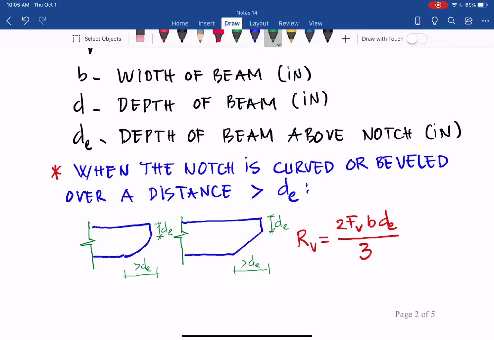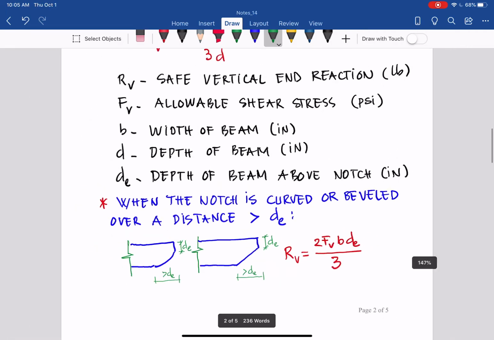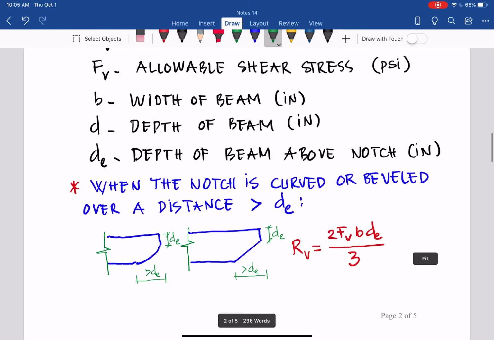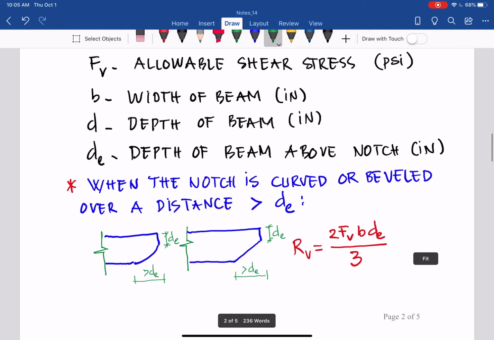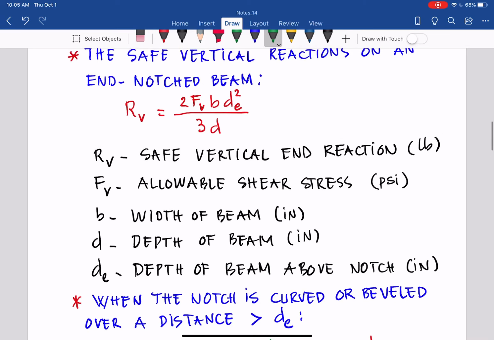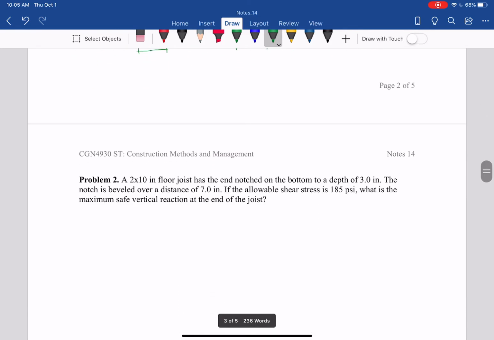So whether that beam is curved or beveled with the distance, as I showed, greater than DE, then we can apply the safe vertical reaction RV equal to 2 FV B DE over 3. And all the parameters are the same as the previous equation. Now let's apply that in problem 2.